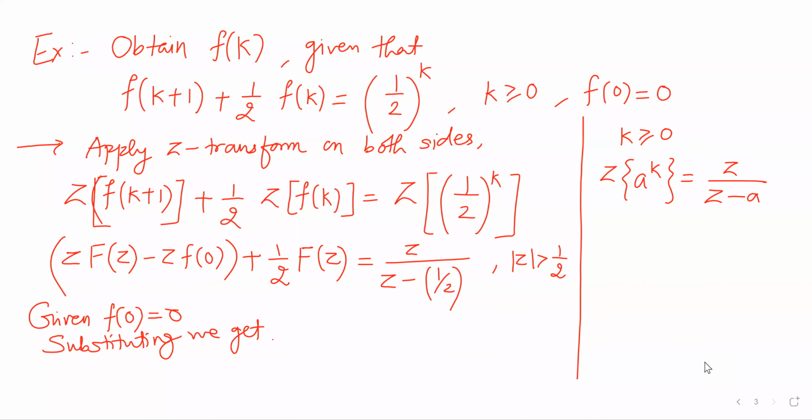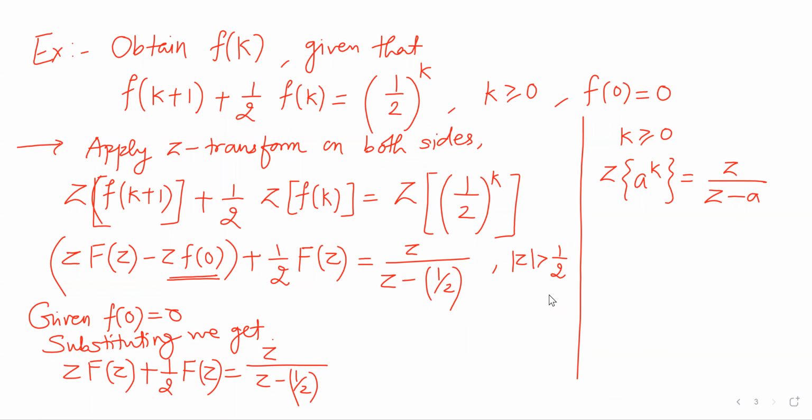So the initial condition is given. You put that condition in, so we can write this as Z F(z), and this value is 0 only, plus half times F(z) is equal to, I just keep that z minus half as it is. One can make it 2z minus 1, but then that will be a little bit difficult later on.